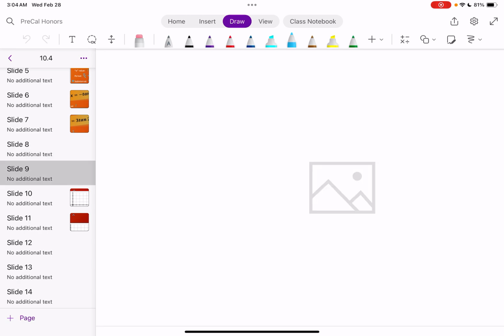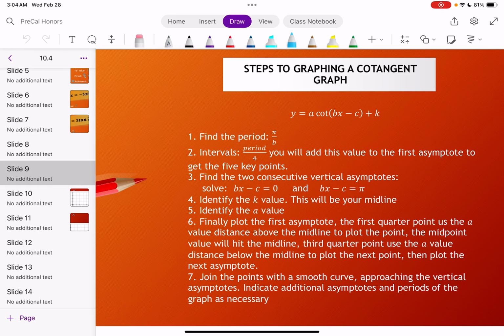So we go ahead, take a look at slide 9. Notice everything is the same in reference to our tangent. We're still looking at it being plus k. We're still looking at pi over b, our period over 4. Now, here's one of the largest differences that you will see.